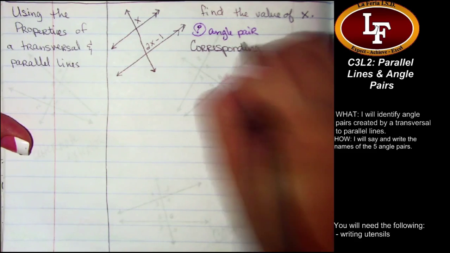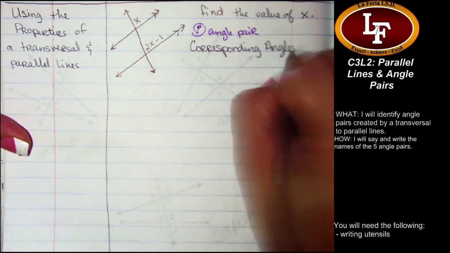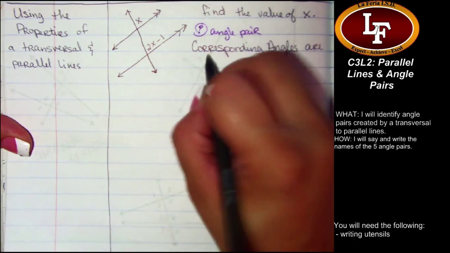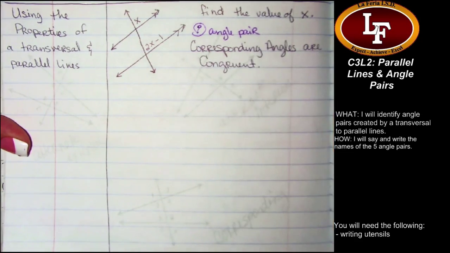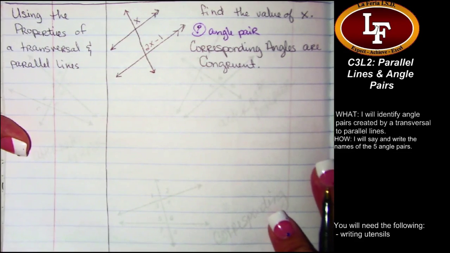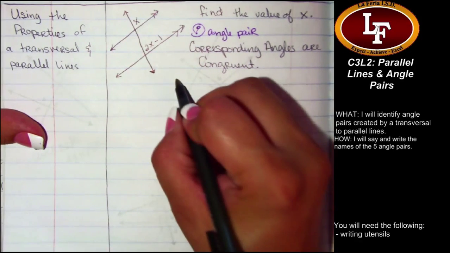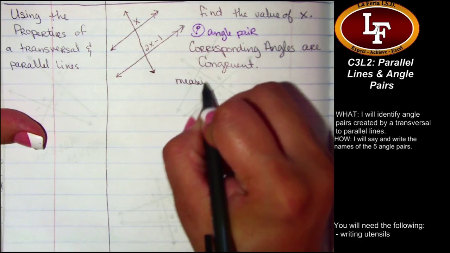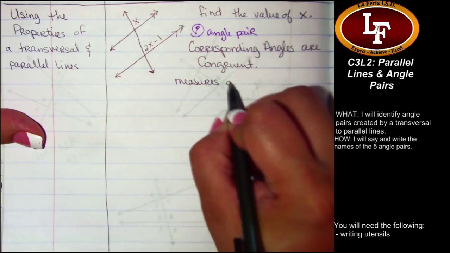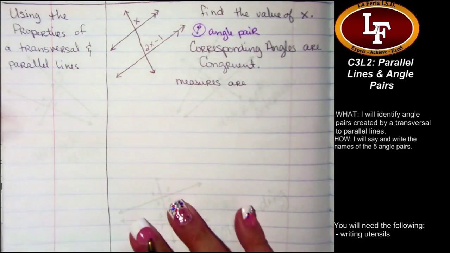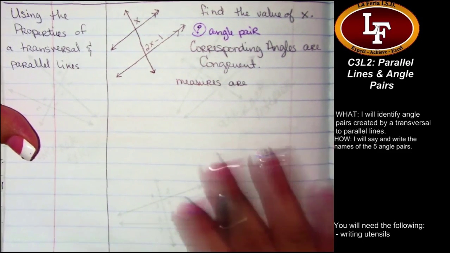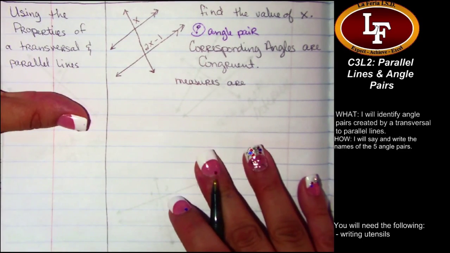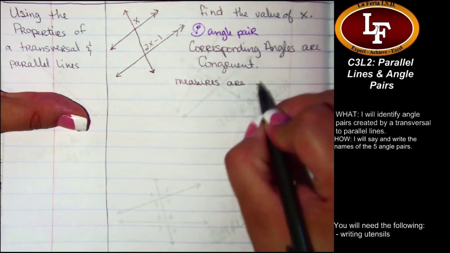According to yesterday's notes, corresponding angles are congruent. What does congruent mean? Same size, same shape. Which means their measurements are a different word than congruent, because we're talking about numbers now. The same, and the mathy word for the same is equal, or equivalent.